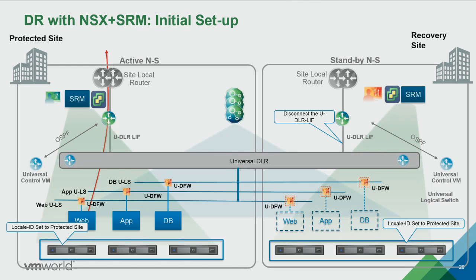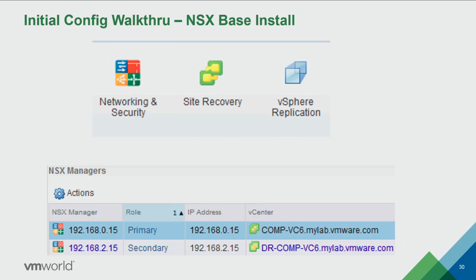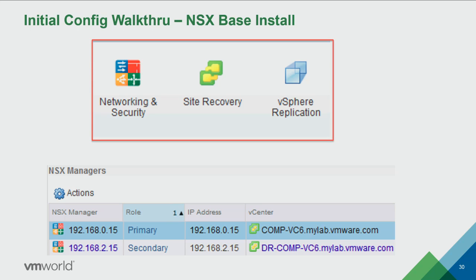So this is the diagram that we've been looking at. This is the exact environment that we have with the 3-tier app. Now, I'm assuming that you have your vSphere 6 installed and configured, and your hypervisors are already there. And now we're at the stage where we're installing or configuring the NSX and SRM pieces. So you start with installing NSX, SRM, and vSphere replication.